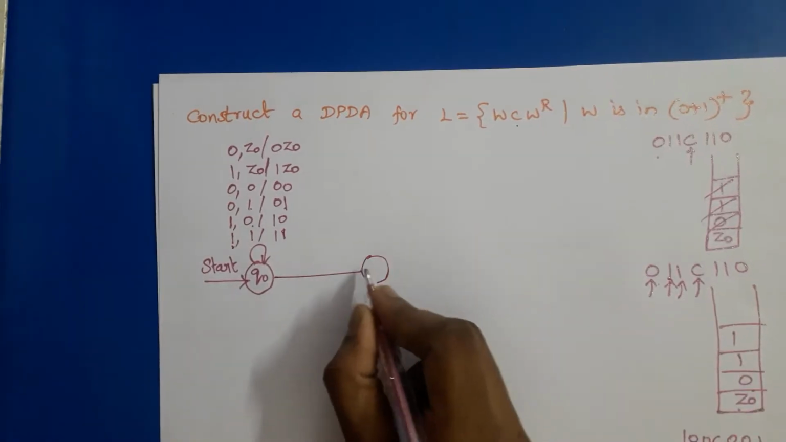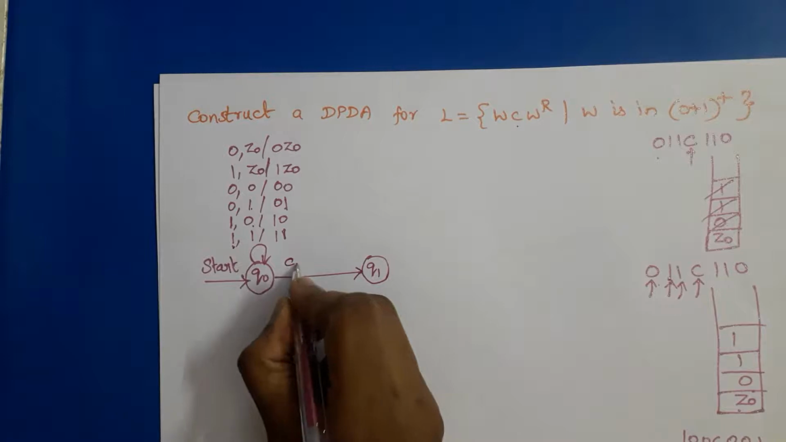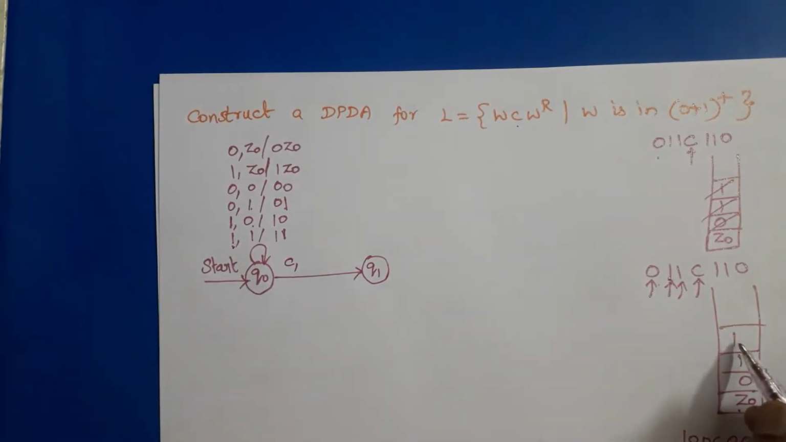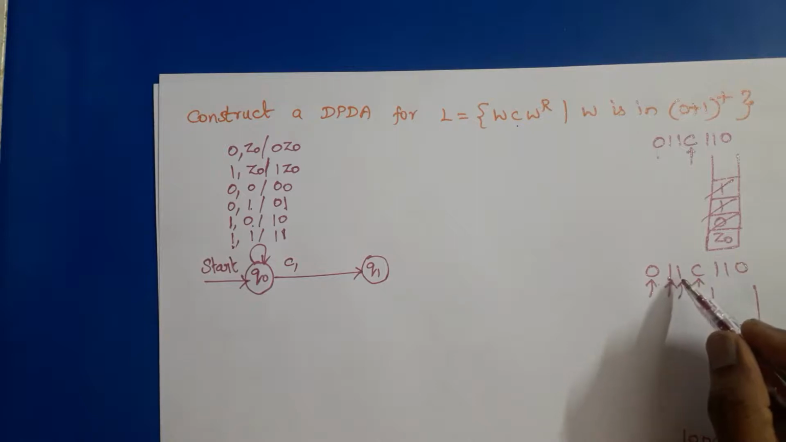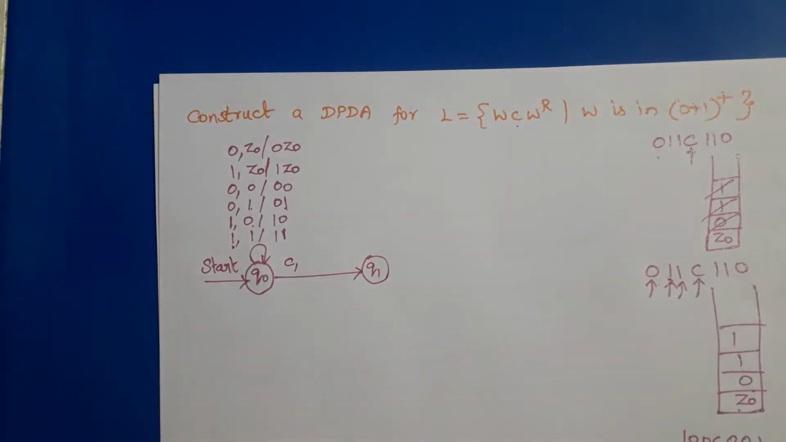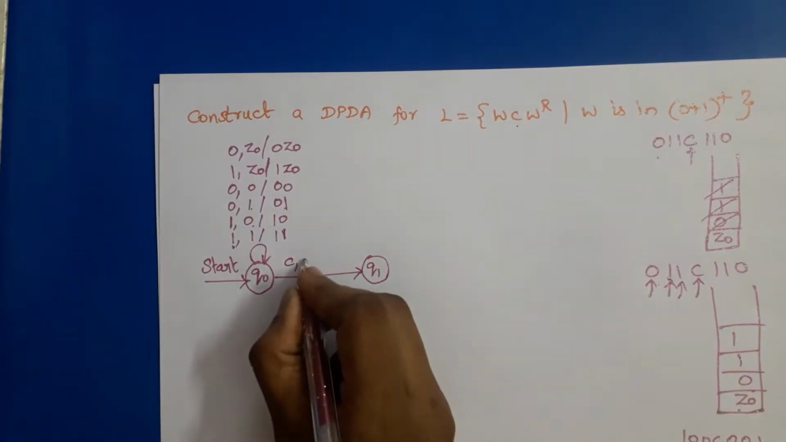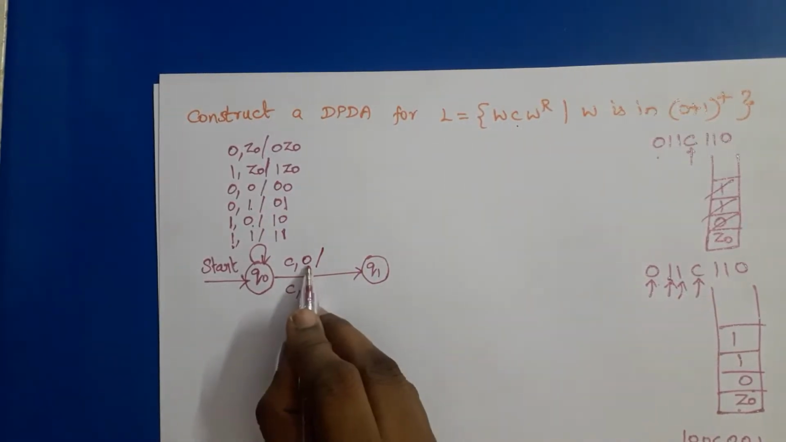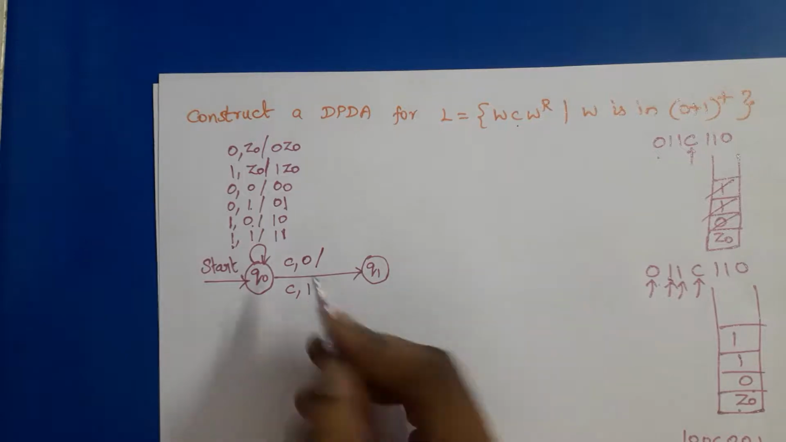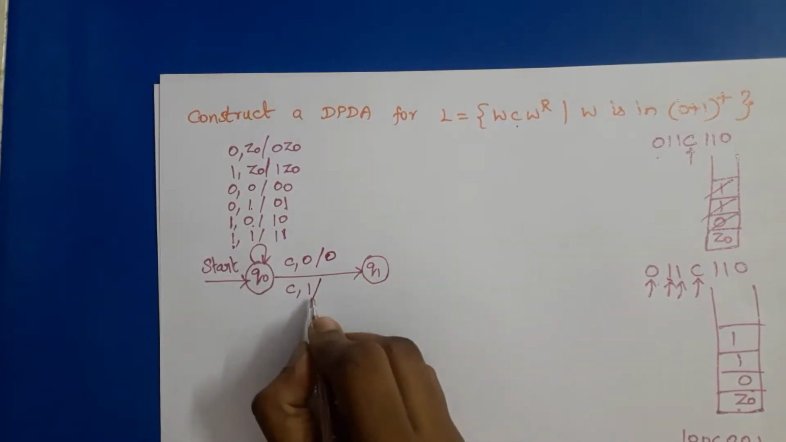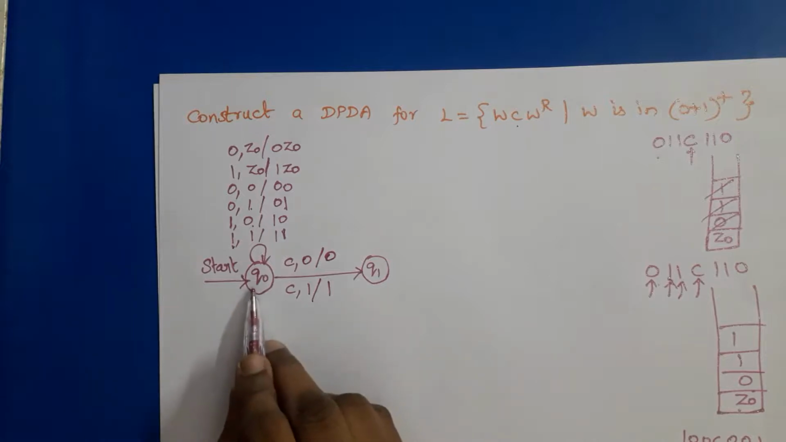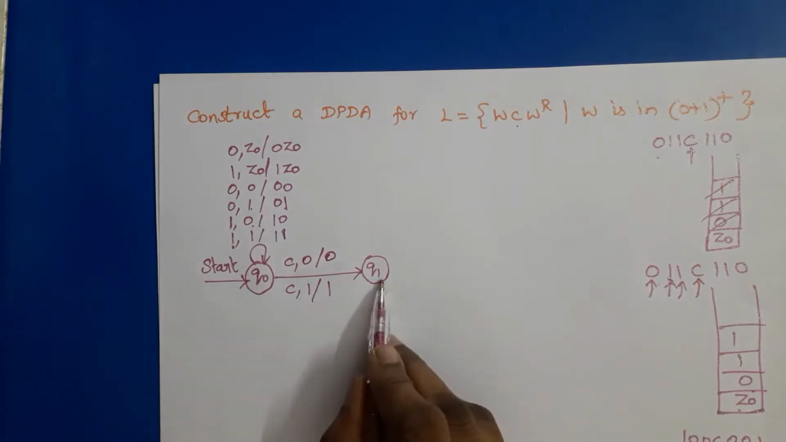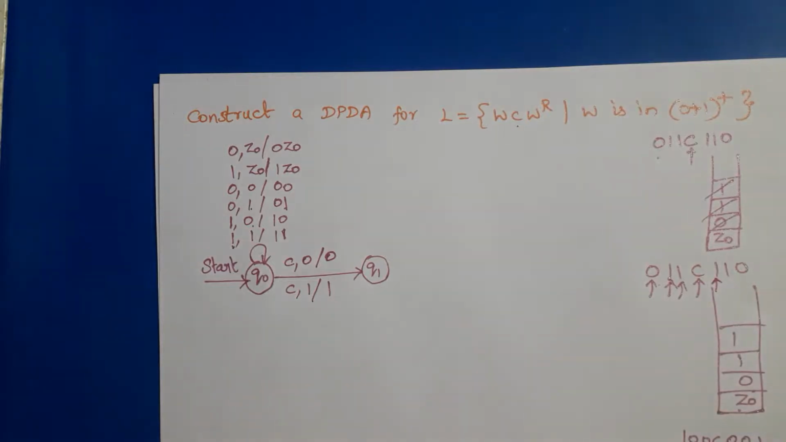So from Q0 to Q1, if C is the input symbol, the top of the stack may be either 0 or 1. In this string, the top of the stack is 1. If we consider the other string, the top of the stack is 0, right? After pushing all symbols of W, 0 will be on top of the stack. So in this case, we perform no change operation: 0 is replaced by 0, 1 is replaced by 1, and we just change our state from Q0 to Q1.